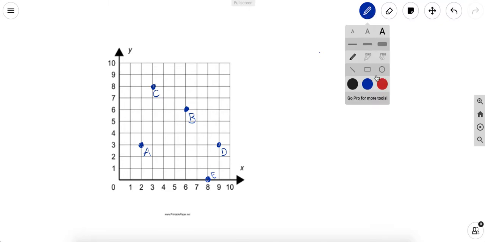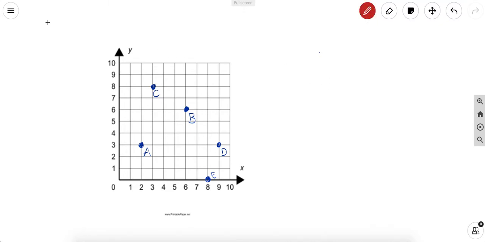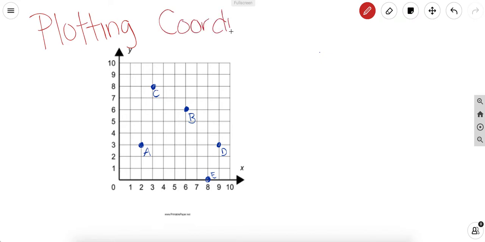So for today's lesson, we're going to be learning something that we kind of talked about in class before, but I'm going to touch a little bit more on it again, and it is called plotting coordinates. Now, coordinates is just a fancy way of saying dots, okay? So don't get scared with that. Plotting coordinates or plotting dots, okay?